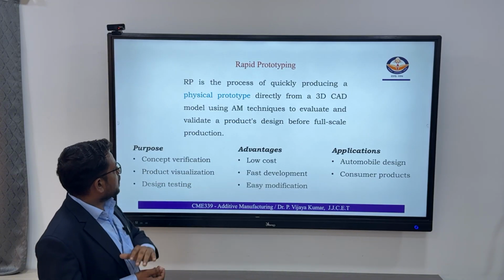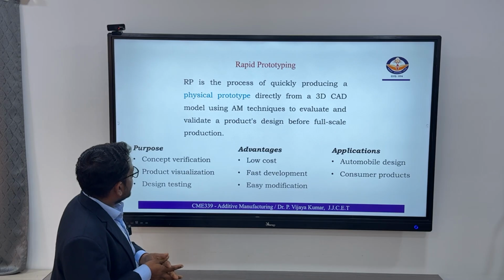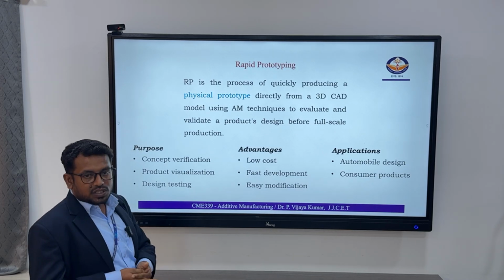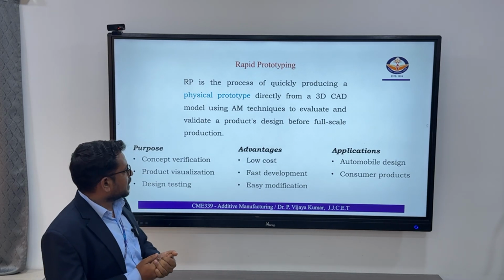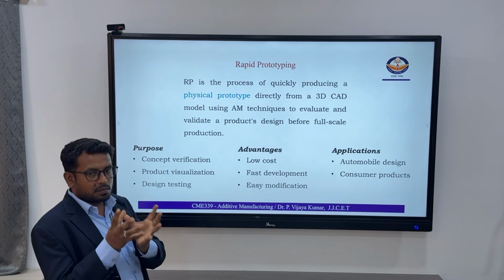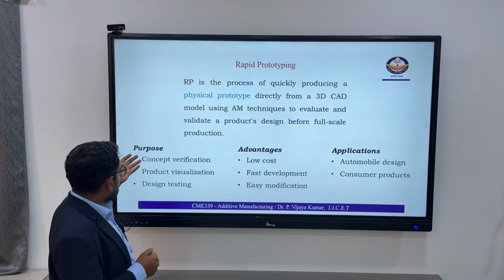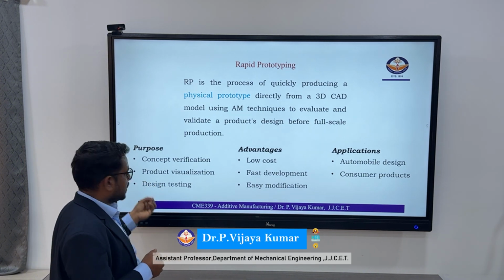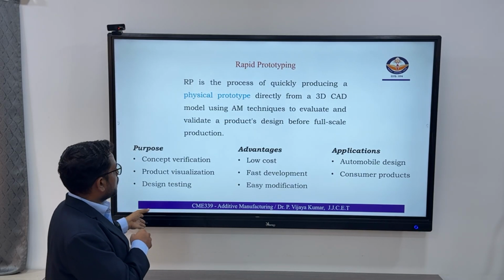So for rapid prototyping, rapid means just quick. So we are able to quickly produce a physical prototype, which is called rapid prototyping. So by the additive manufacturing technology, we are able to create a prototype at speed. So mainly it is for purposes like verifying the concept and visualizing the product. Also design testing, we can implement this type of purpose.